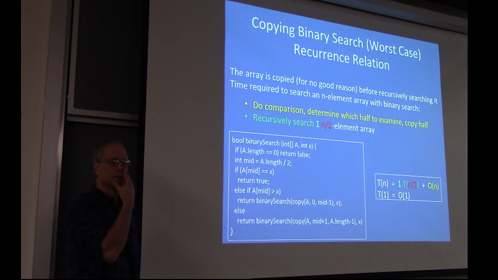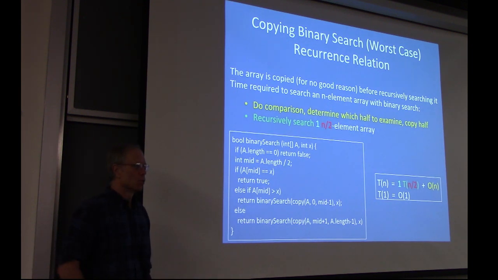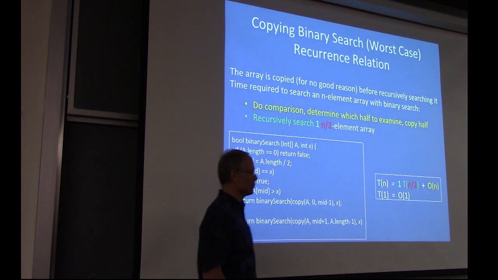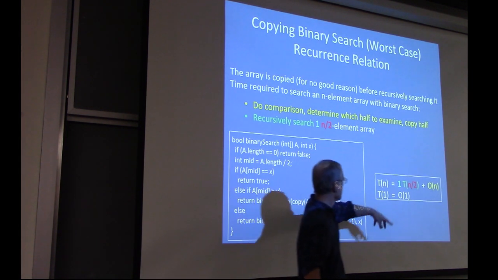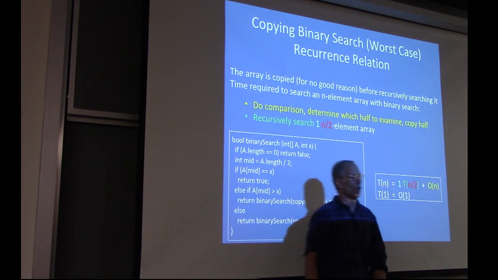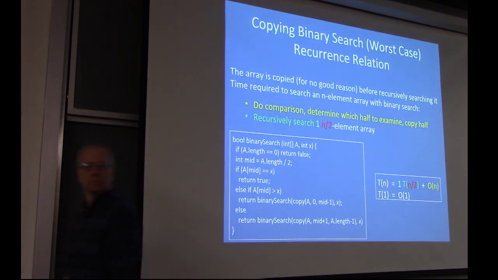Yeah? It'd be constant. It'd be O of 1. So real binary search, it's constant setup time to make the recursive call, and you make one recursive call. So for real binary search, it would be T of n over 2 plus O of 1. Okay?